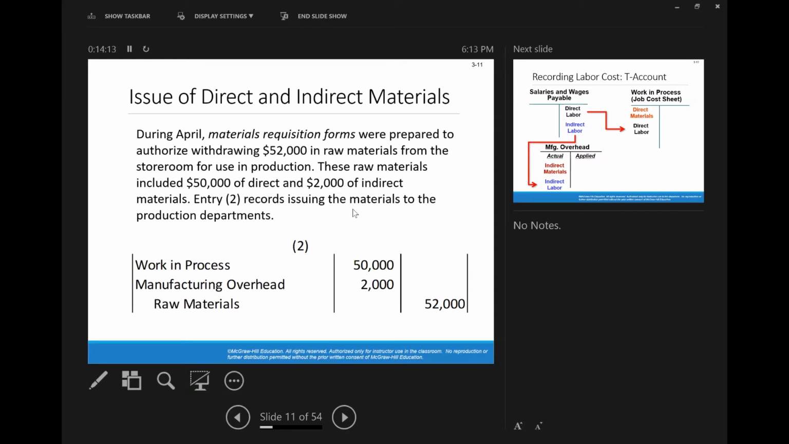So raw materials has part of it that is direct, part of it that is indirect. So remember that indirect flows into the manufacturing overhead. So that's where we want to make sure that that goes. So we have work in process 50, that's a direct material. And then we have that manufacturing overhead 2,000. And then we have the raw materials, which we're pulling out. So we're doing a credit for the 52 for the whole thing.